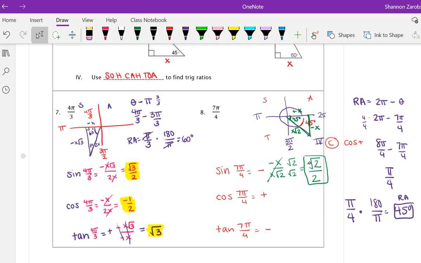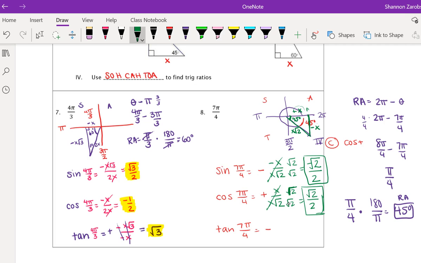Cosine is positive in this case, but it's adjacent. So here's your adjacent over your hypotenuse. Now I have x over x root 2. Well, notice it was the exact same with the exception of the sign as the sine function. So I'm going to end up having the x's cancel, root 2 over root 2 to rationalize the denominator. And so we get 2 in the denominator and root 2 in the numerator, and it is positive for cosine.